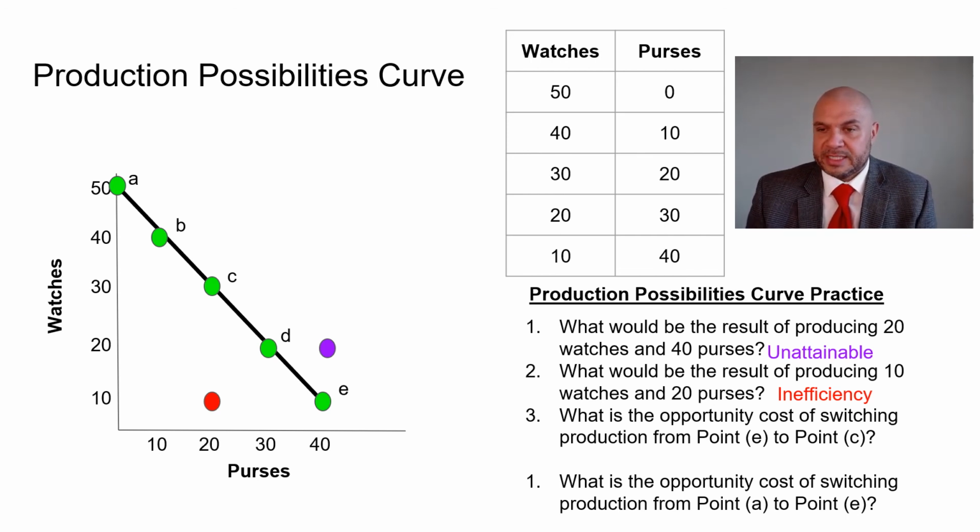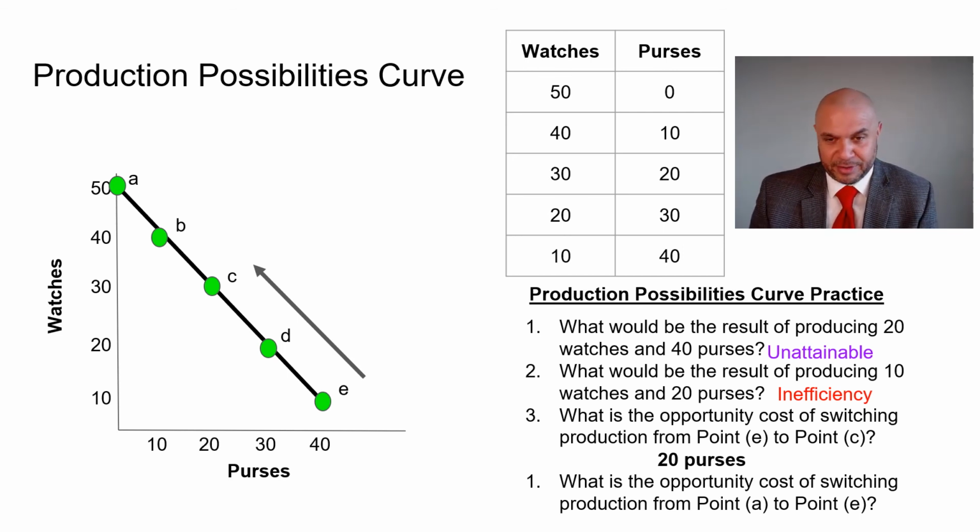All right, number 3, what is the opportunity cost of going from point E to point C? Now, if you look at point E, 40 purses, point C, 20 purses. So they gave up 20 purses in that decision.